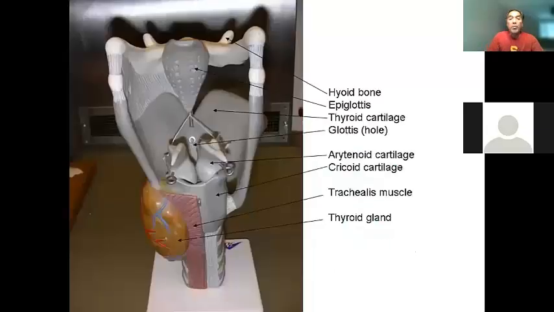Right now, this is a picture of your throat. Remember, we have to identify cartilages and bone. So the top part here is going to be the hyoid bone.